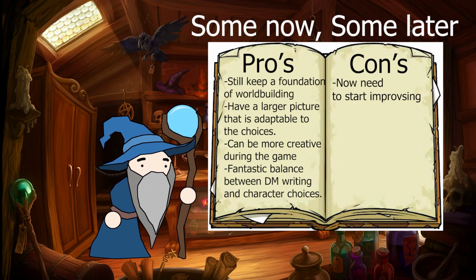Now, going down the list of obstacles, however, the first one is that you're going to have to start improvising. If you're struggling with this, practice does make perfect, but I always go down sort of this golden rule of when in doubt, just go with the flow of the players.